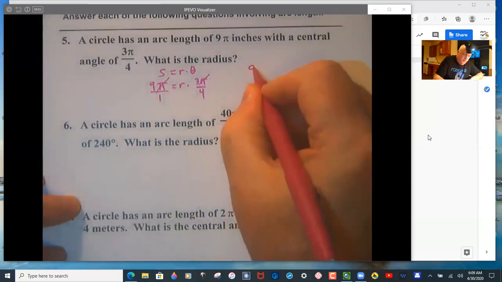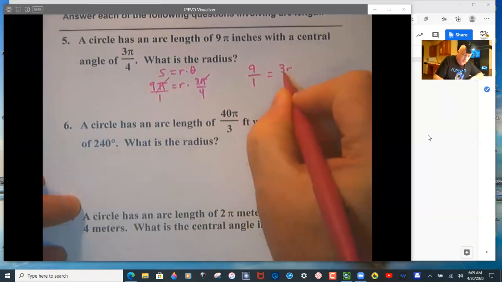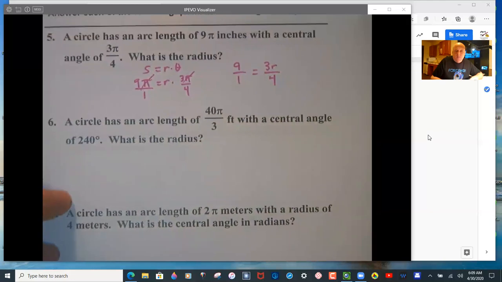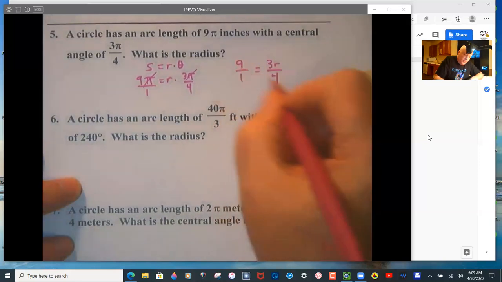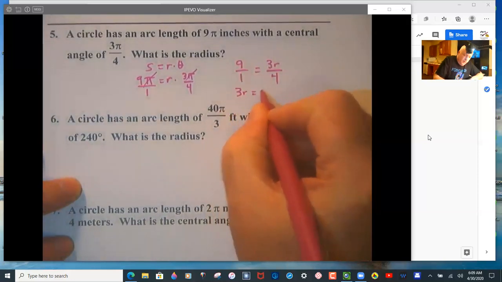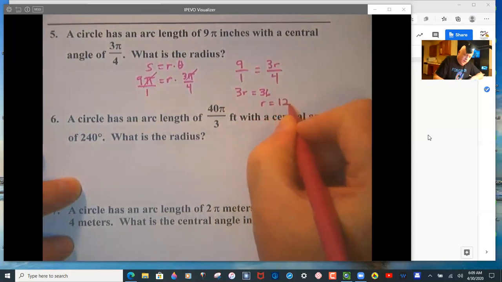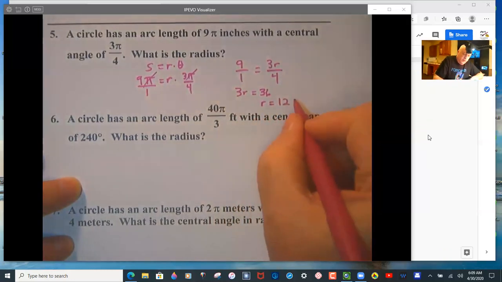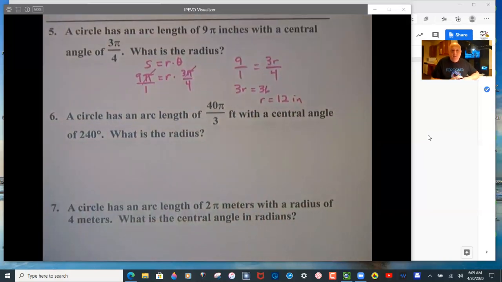I'll rewrite this so it makes a little bit of sense. And then on this side, it's 3r over 4. So eliminate the pi's, kind of condense like this. So 3r equals 36. So here's your cross product. Remember, only do a cross product if you have one single fraction equals another. It has to be one single fraction equals another. 12 inches.